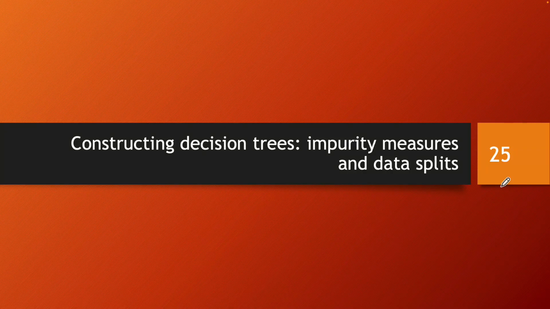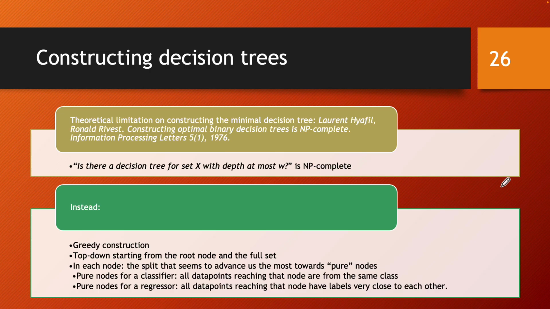I want to discuss in this video in more detail the mathematical reasoning that goes behind constructing decision trees. Some of the key concepts that I discuss in this video are about different types of impurity measures and about data splits. I want to start with this observation that the problem you are trying to solve is that you are given a dataset and you would like to build a decision tree for that dataset.